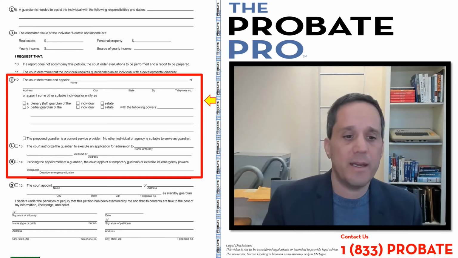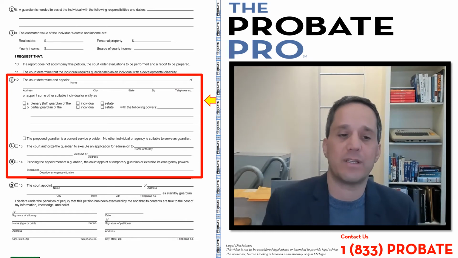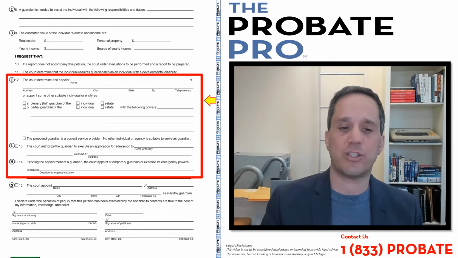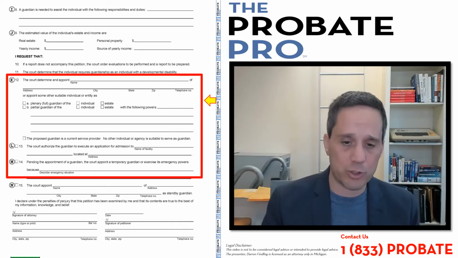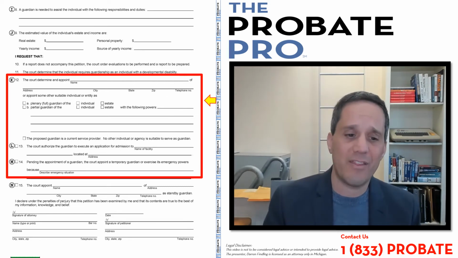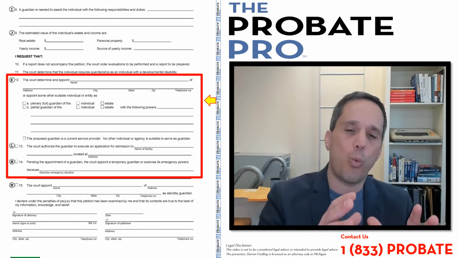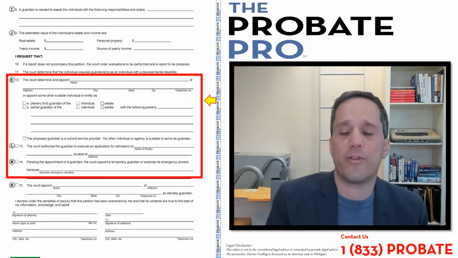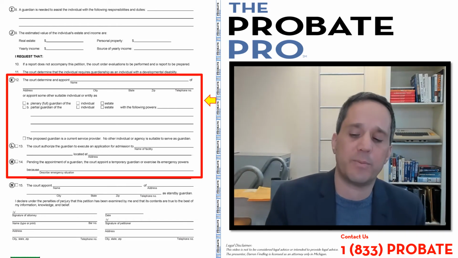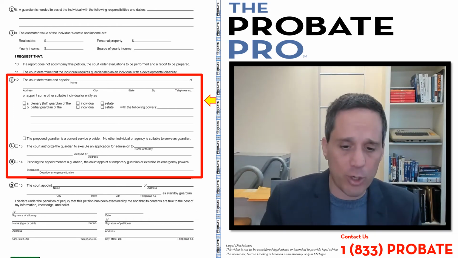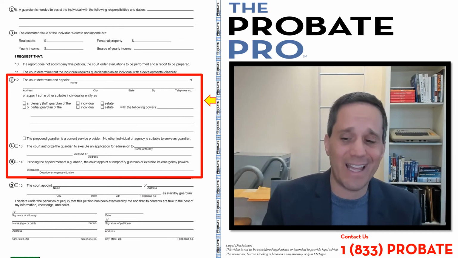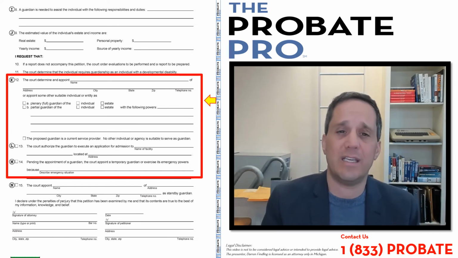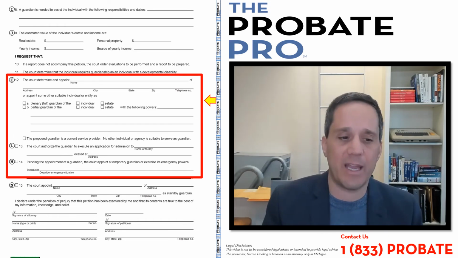Now, L provides if there's a need for the guardian to execute an application for admission to a treating facility or hospital, that would be reflected under 13. And 14 is if while the petition is pending, before the full hearing, whether there is a need for any emergency powers to be exercised. Is there some emergency? These are typically life and death decisions that need to be made, and we need somebody to have powers to act within that time period.